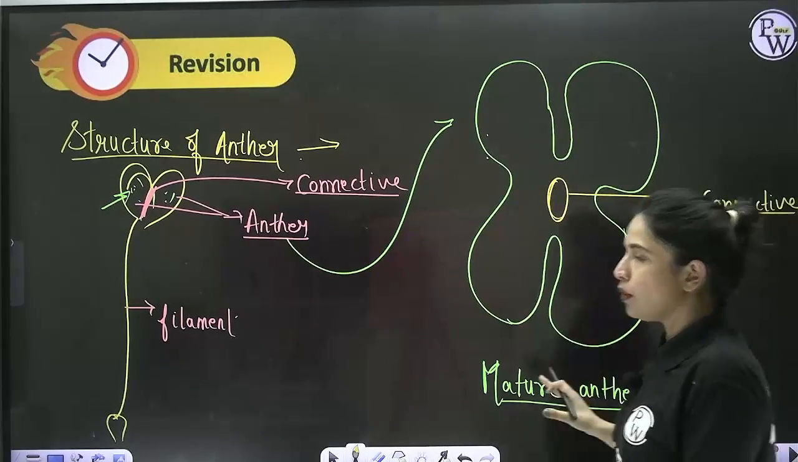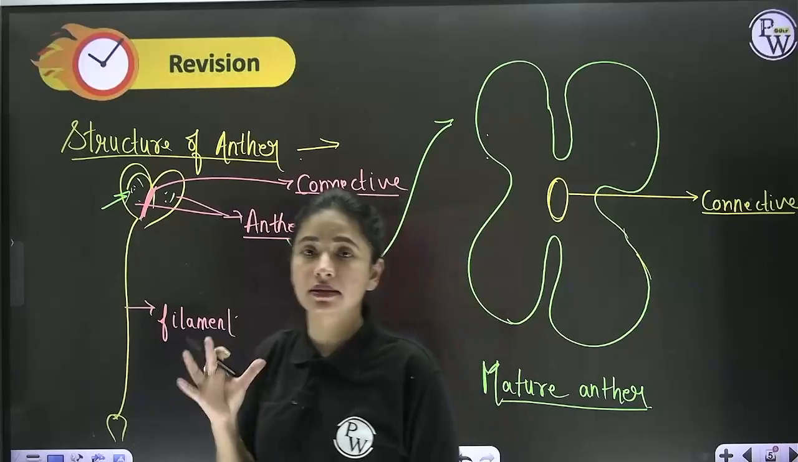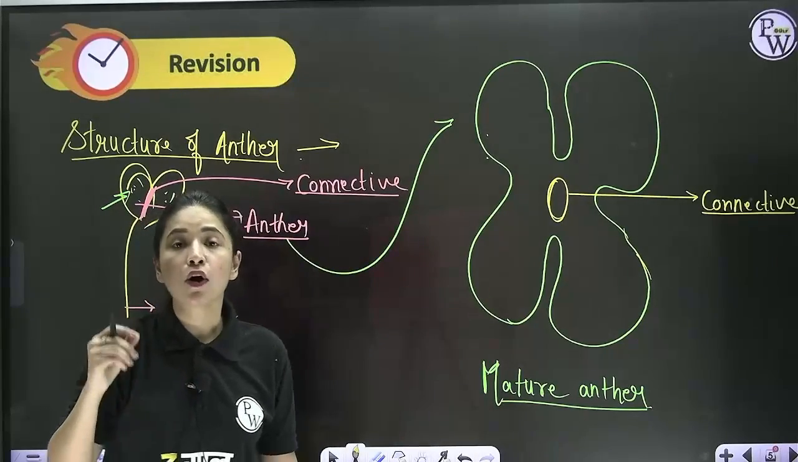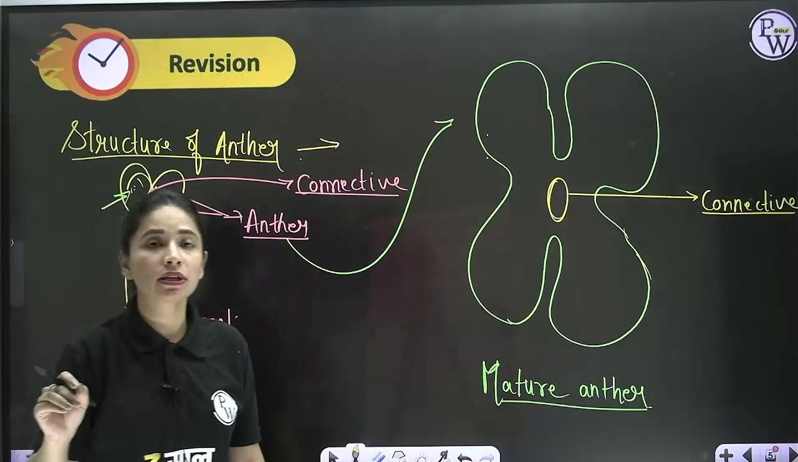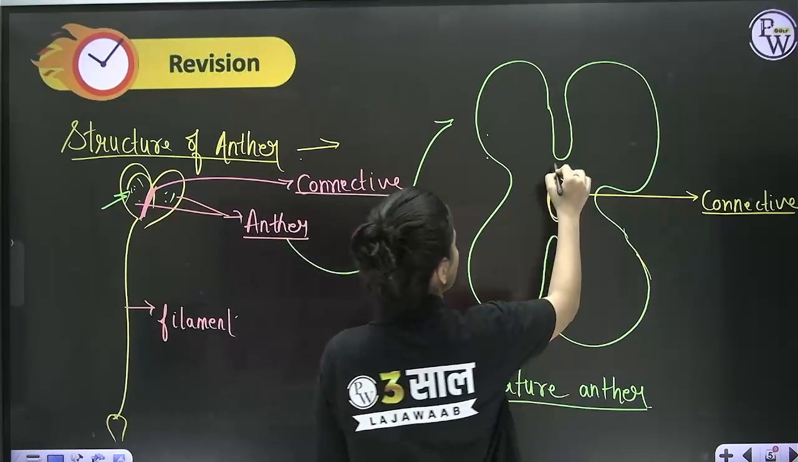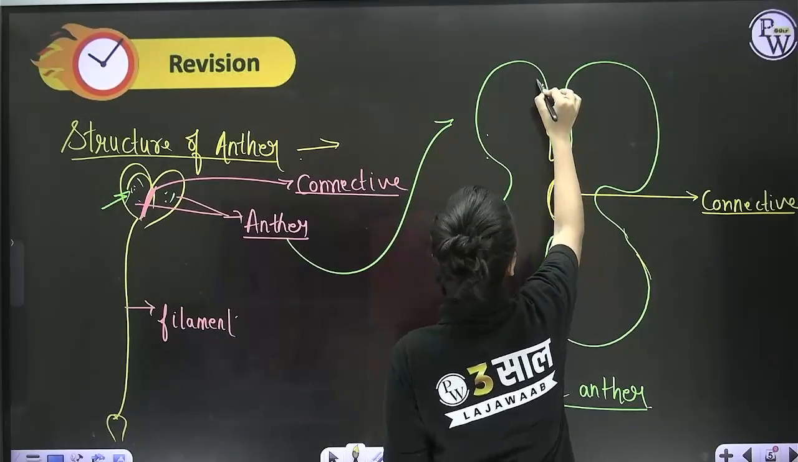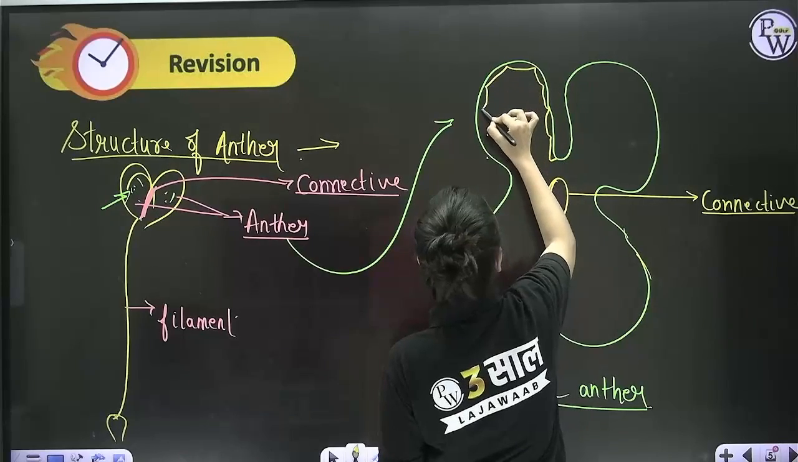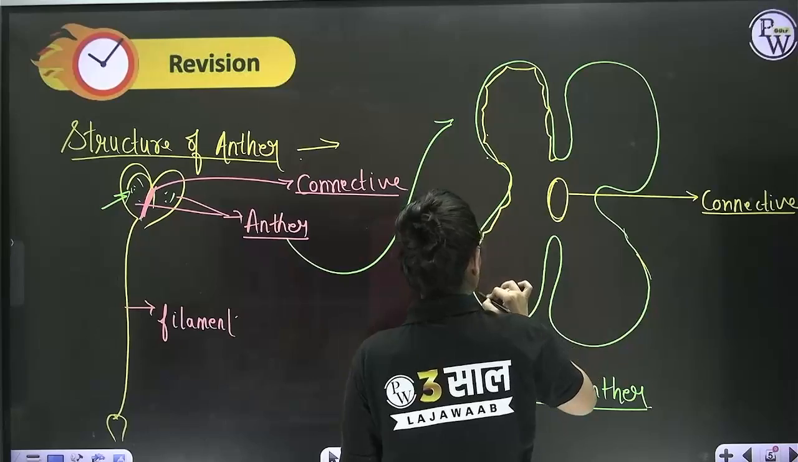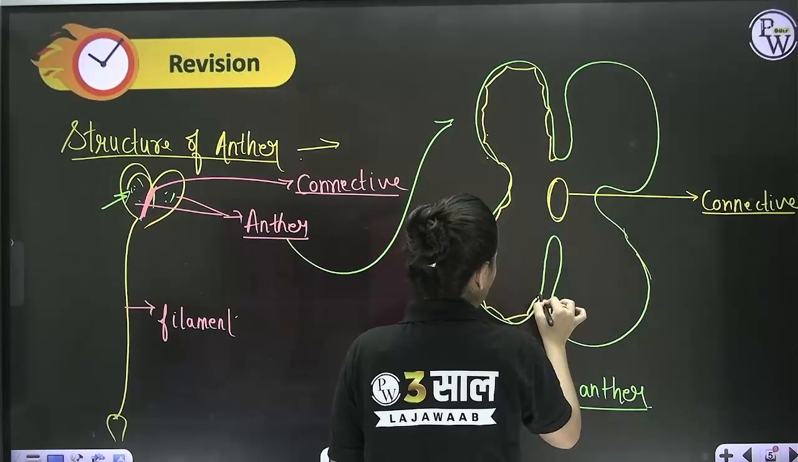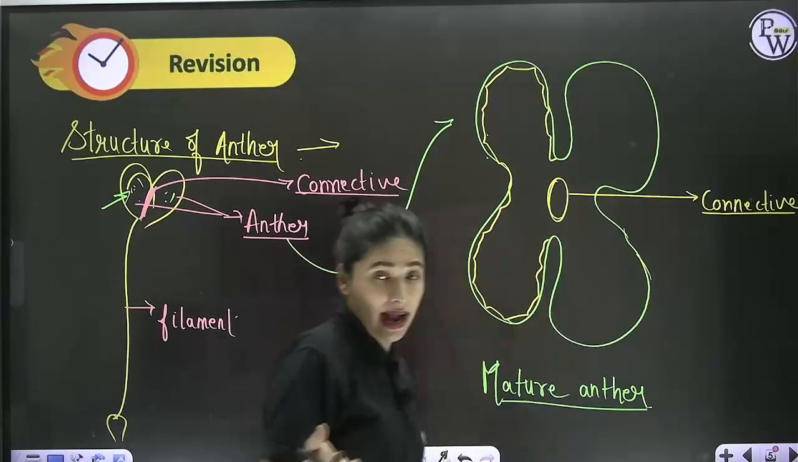Now, this whole anther, this mature anther, is surrounded by a layer of cells called the epidermis. So, the outermost layer of the anther, which is protective in nature, is known as the epidermis. So, what am I drawing? This is the outermost single layer of cells, like your skin also has.